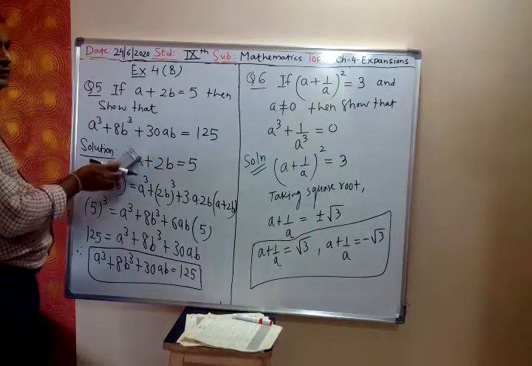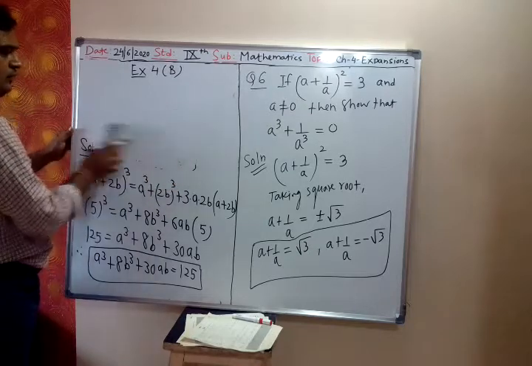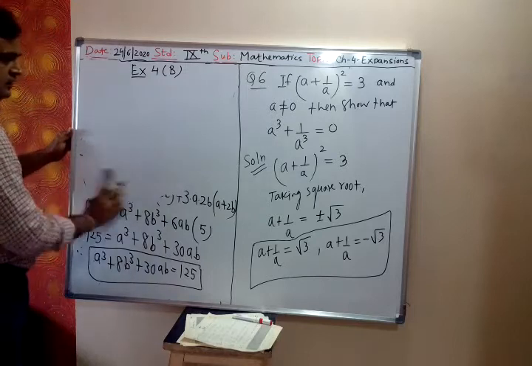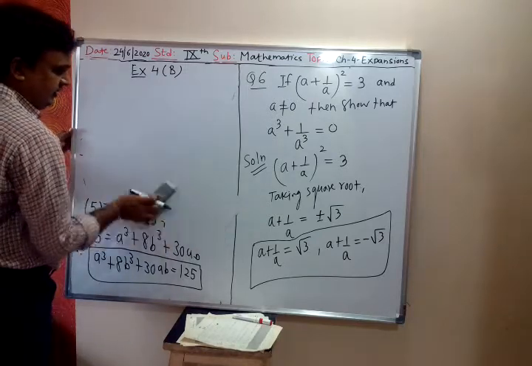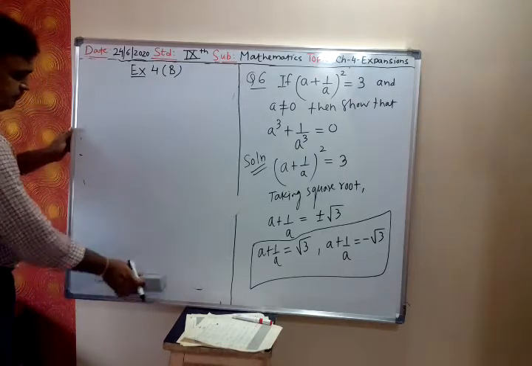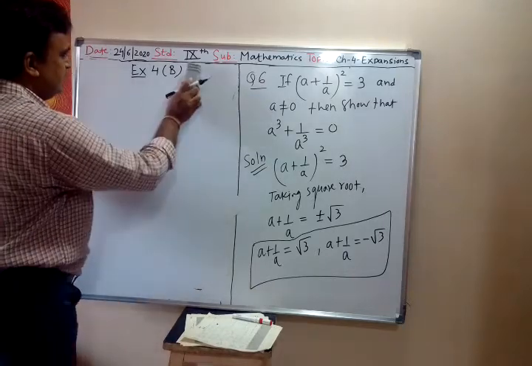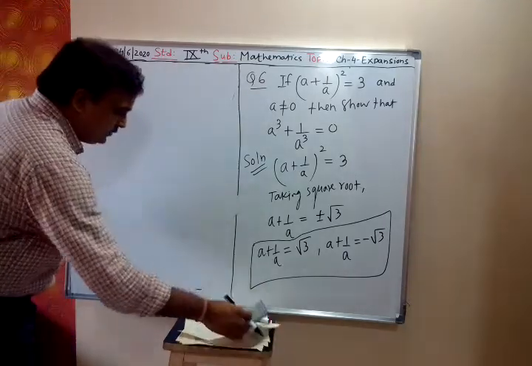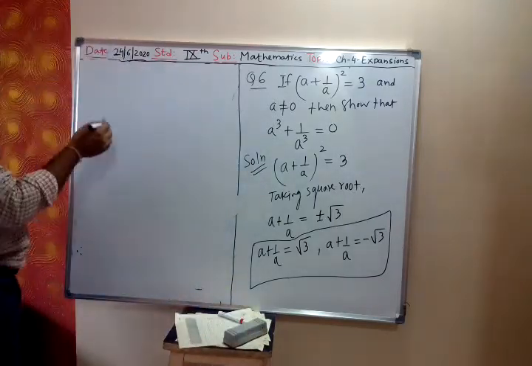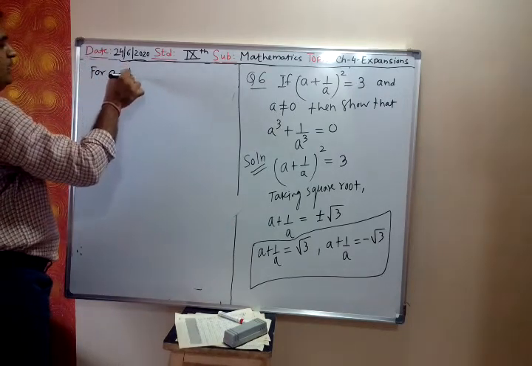This part is over. Okay, let us erase this part. So a plus 1 upon a whole square is given. We take square root, we get a plus 1 upon a as plus minus root 3. So a plus 1 upon a is plus root 3 and a plus 1 upon a is minus root 3. Now let us take plus root 3.